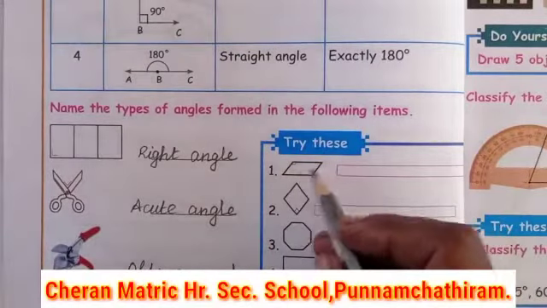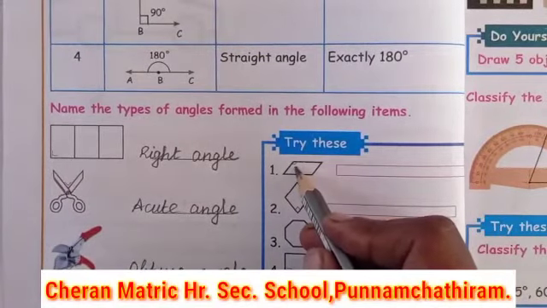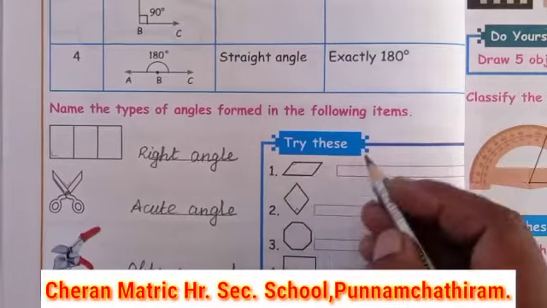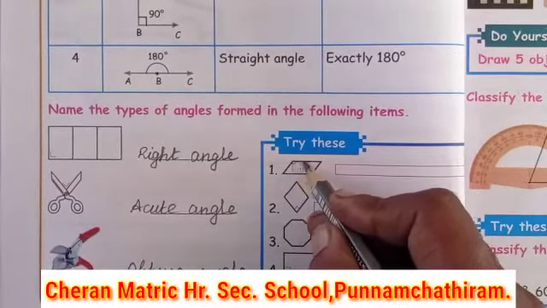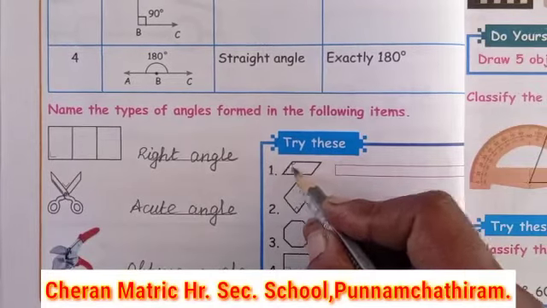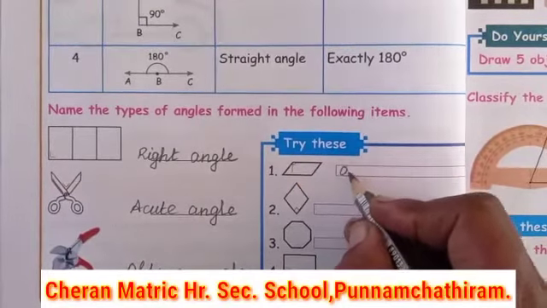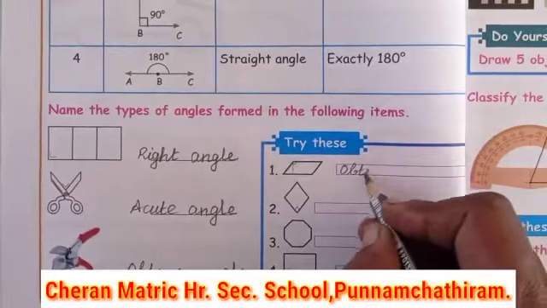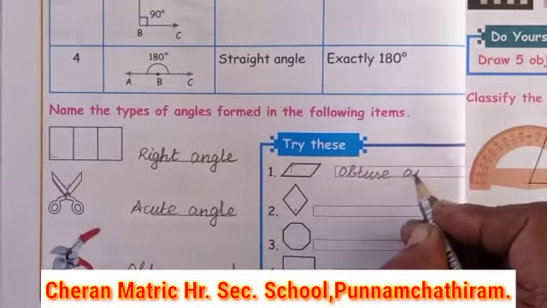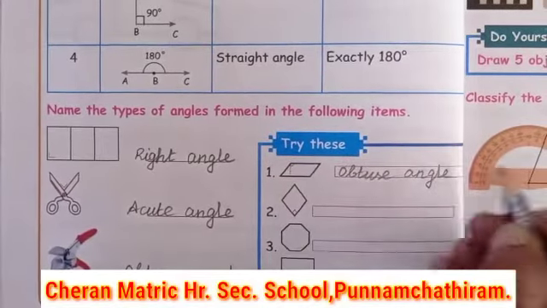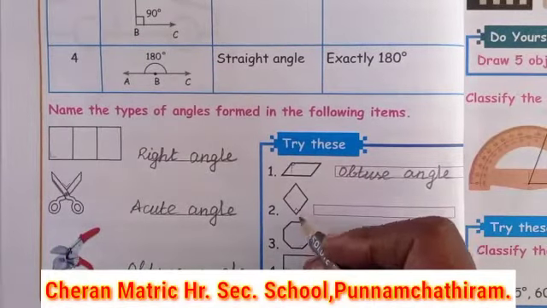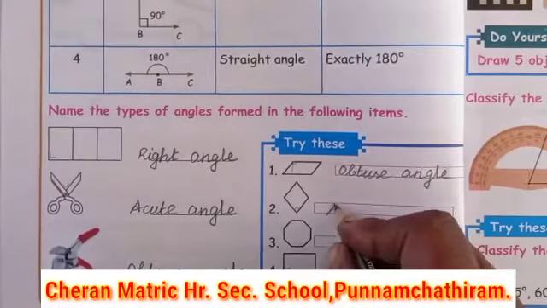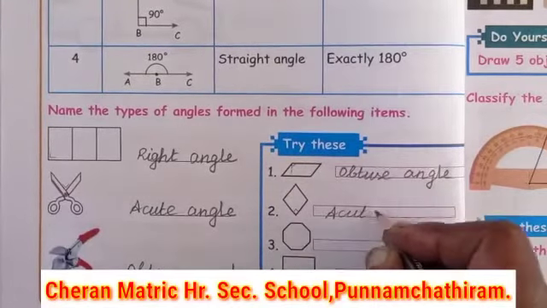Next one. Try this. Can you identify the angle? Yes. This is obtuse angle because if it is like this, it is 90 degree. It is above 90 degree, no? So, this is obtuse angle. See this one, what type of angle? Yes, acute angle because it is less than 90 degree. Acute angle.